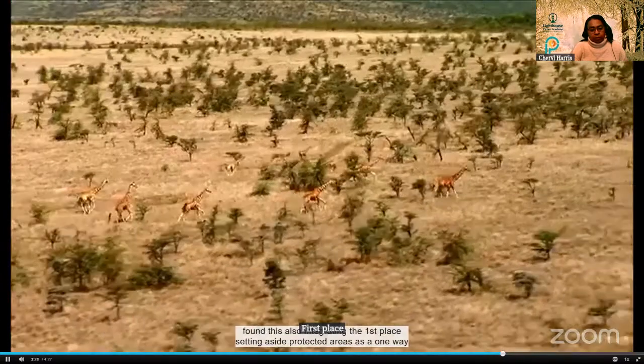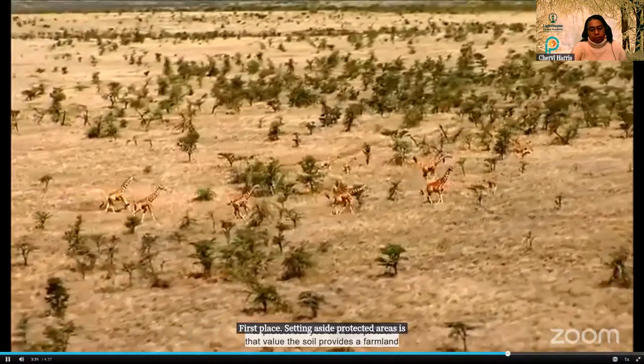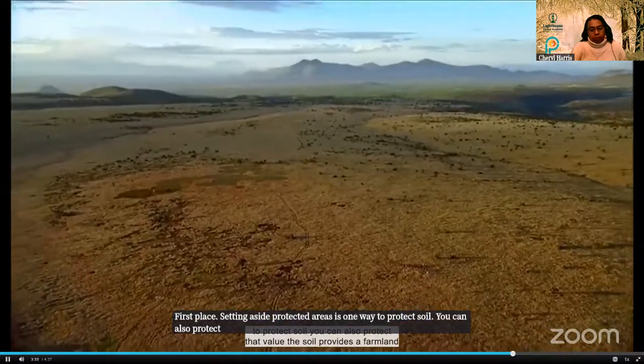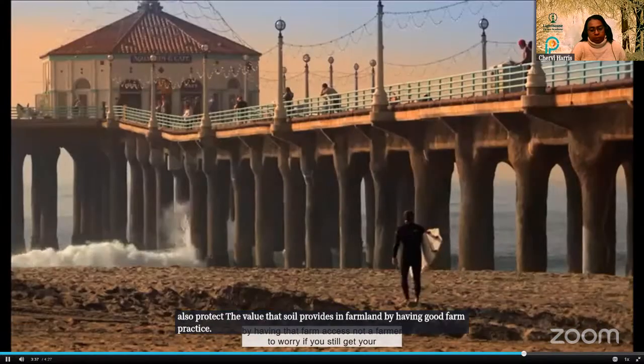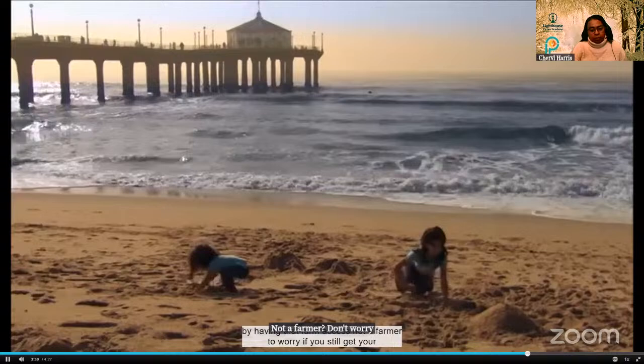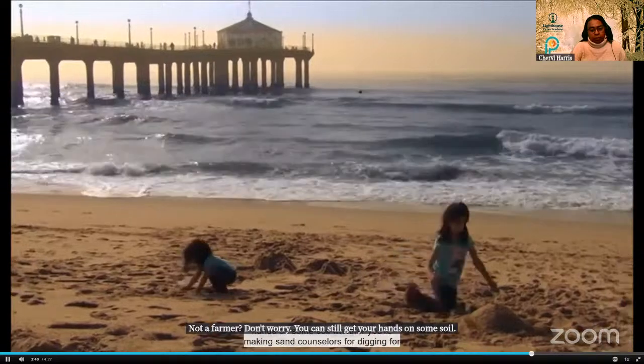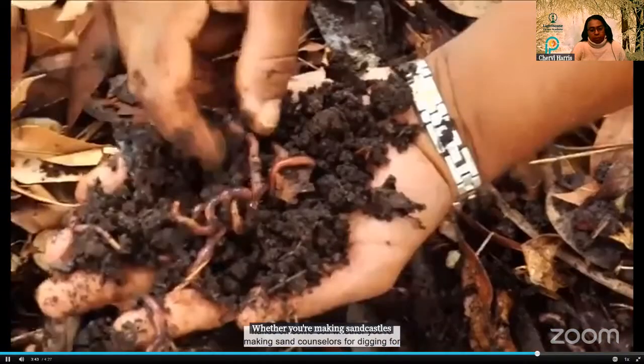Setting aside protected areas is one way to protect soil. You can also protect the value that soil provides in farmland by having good farm practices. Not a farmer? Don't worry. You can still get your hands on some soil. Whether you're making sandcastles or digging for earthworms, you're playing with soil.